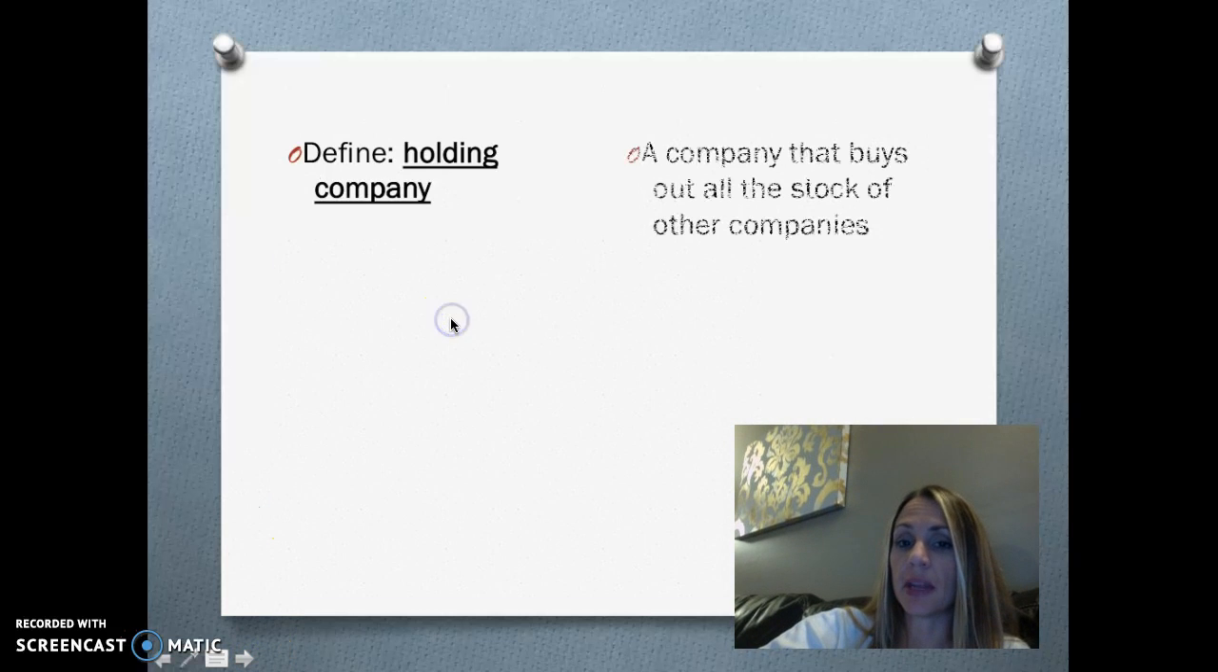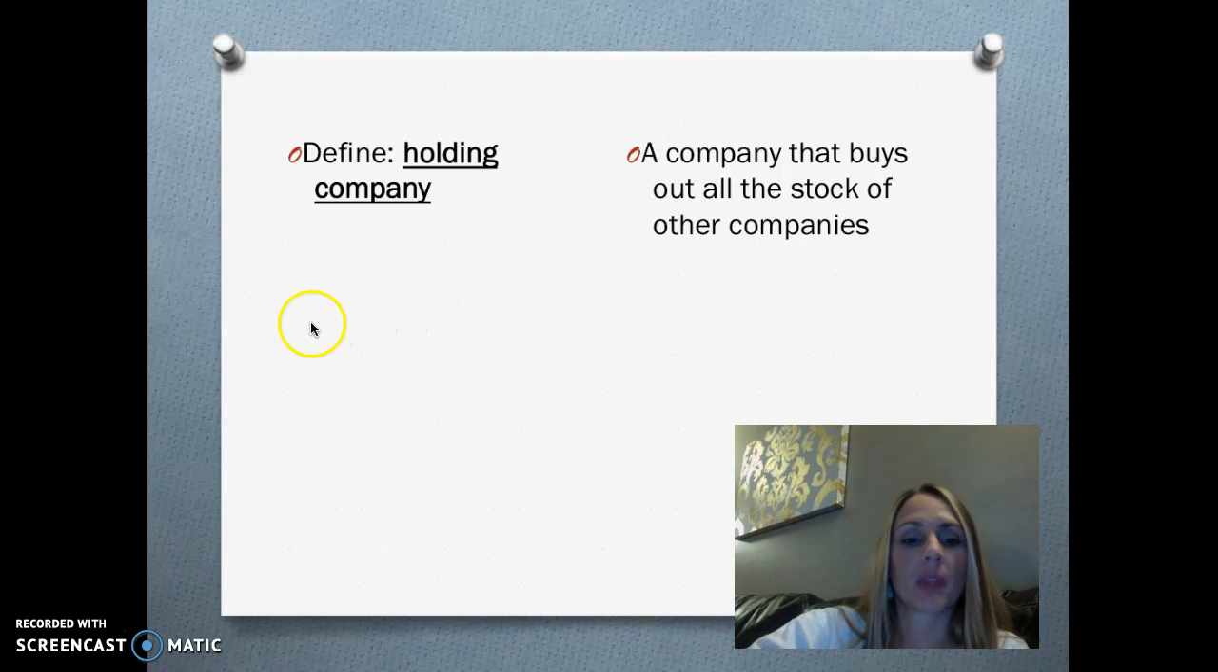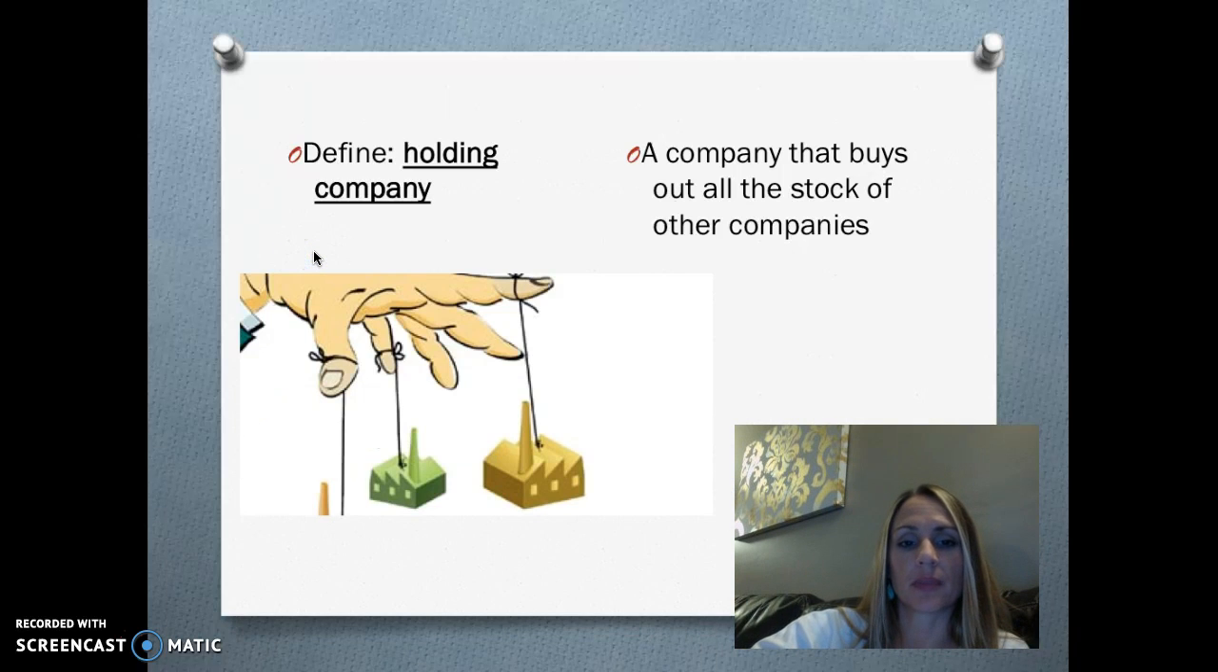A holding company is a company that buys out all the stock from other companies. So you hold all of the stock. So you essentially own all of the companies, but you're not running and you're not doing things in the company. But you own them because you own all the stock. Okay, so you're kind of like the picture, your little puppet there.